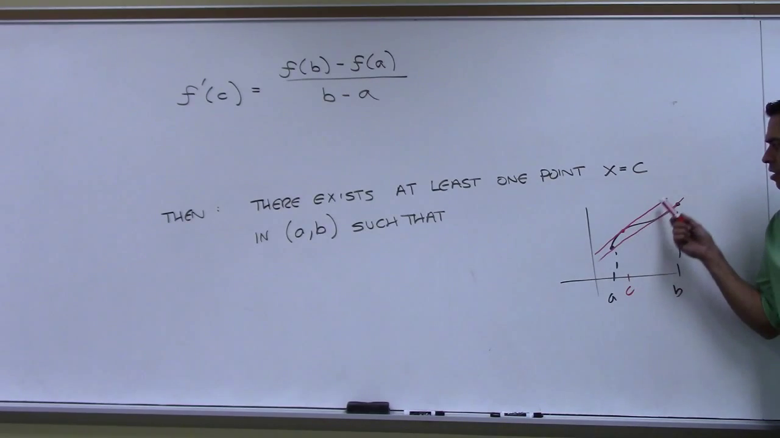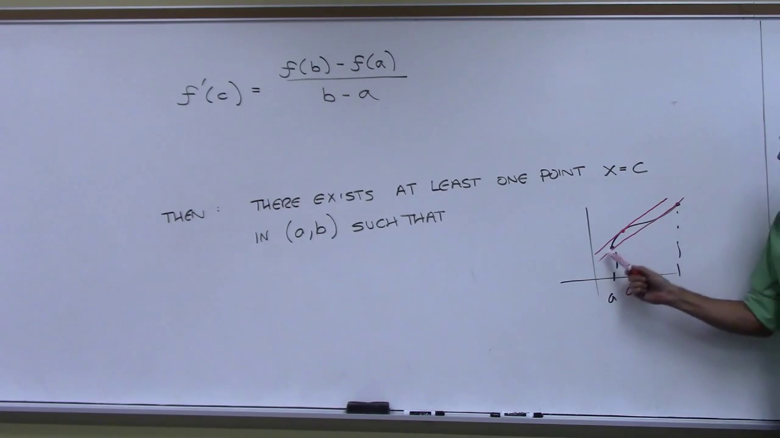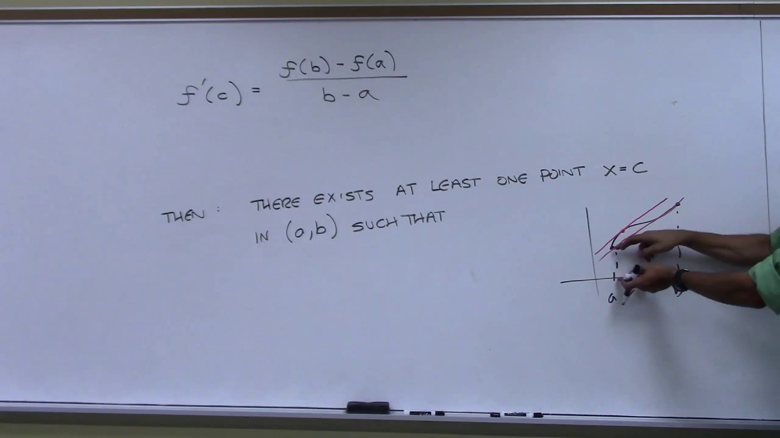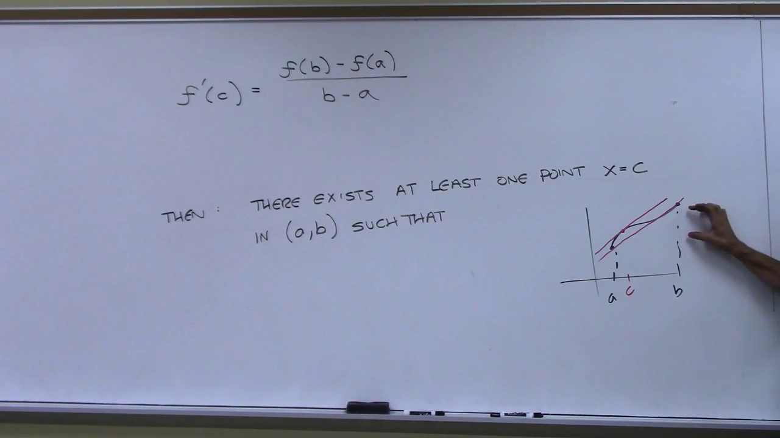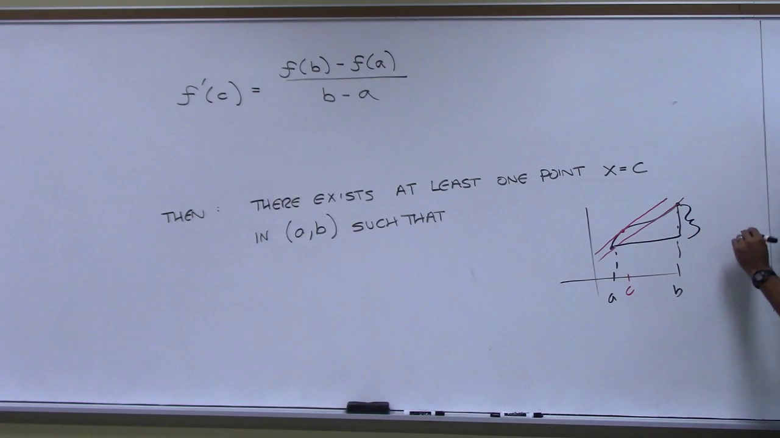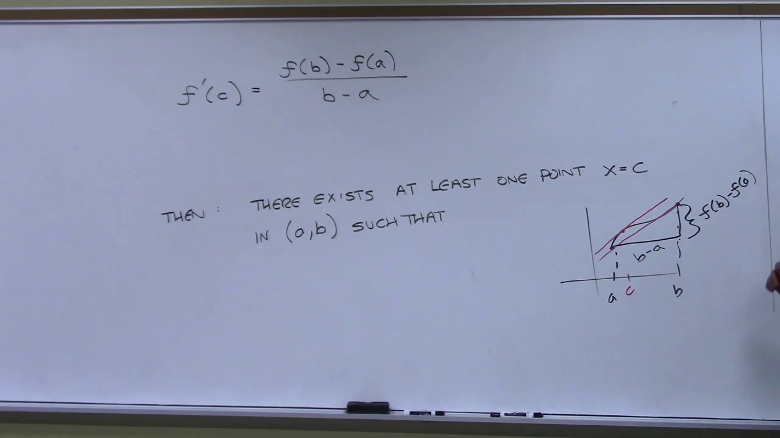Do you agree that the slope of this red line right here is f prime of c? Yes. Do you agree that the slope of this line right here is f of b minus f of a, that's rise, right? The distance from here to here, that's rise. That's f of b minus f of a over run. Run is from here to here, that's b minus a. So that the slope is equal? That's the slope of the secant line.